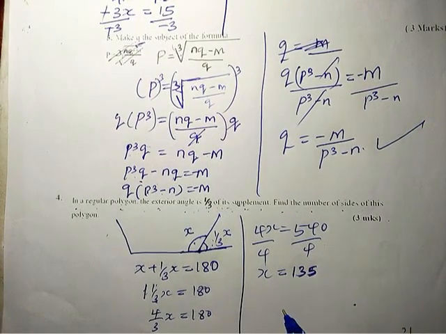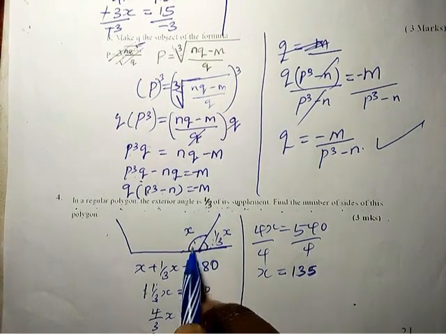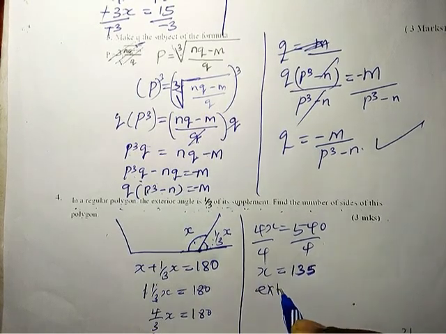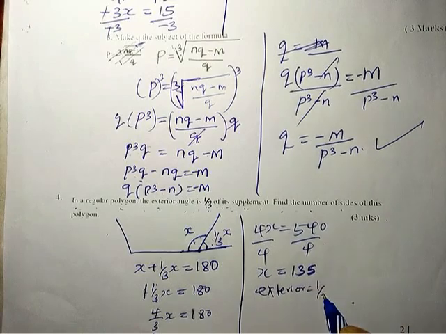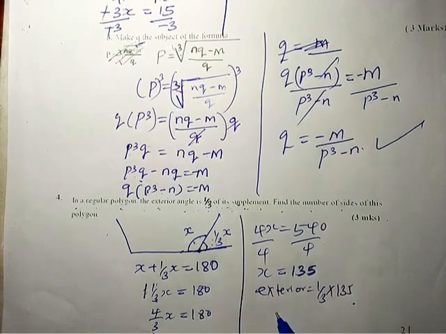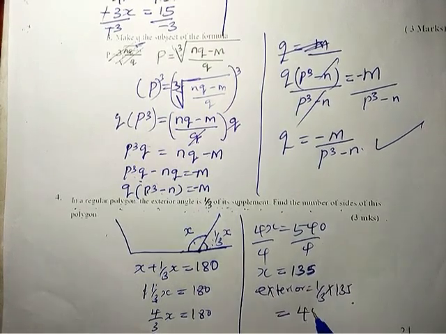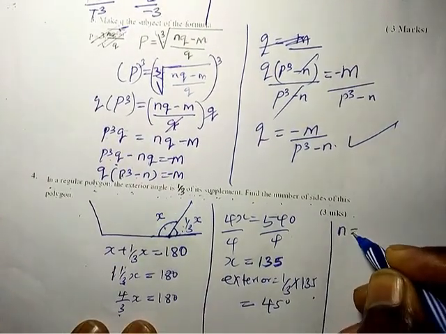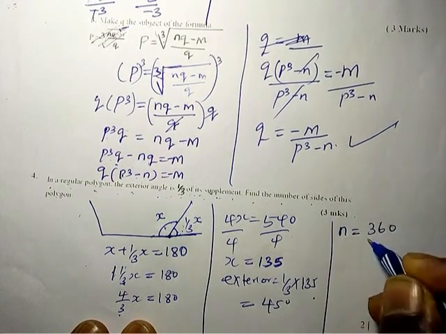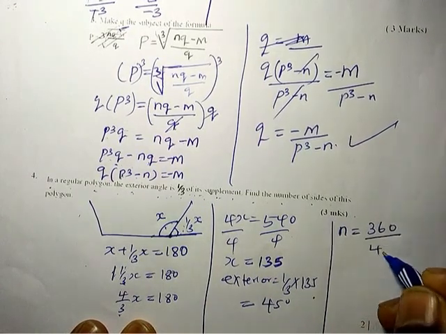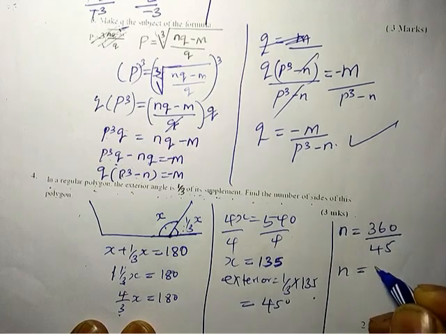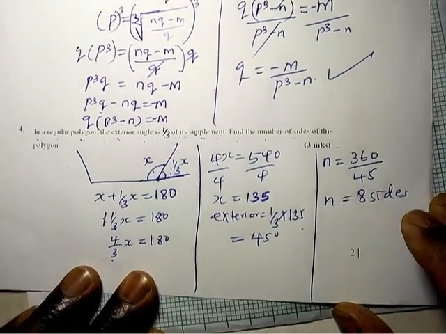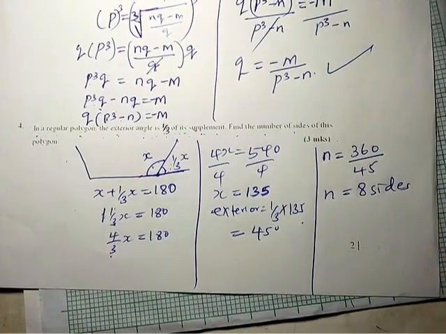So if that is the interior, then the exterior angle is going to be 1/3 times 135, and that one is 45 degrees. But we know that n, number of sides, is equal to 360 divided by exterior angle, which is 45. So n is equal to 8 sides.